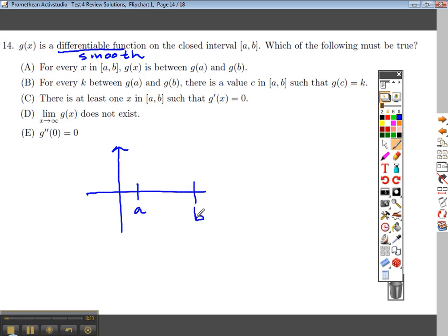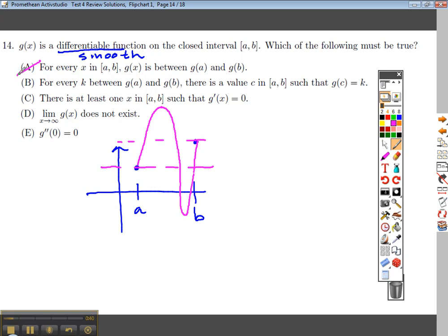I don't really know where g of a is. Let's just assume g of a is there and g of b is there. This does not have to be true because g of x, who knows, it might go up and over or way under. So in other words, it doesn't have to be in between this height and this height. It could take on any height it wants, so it's not A.